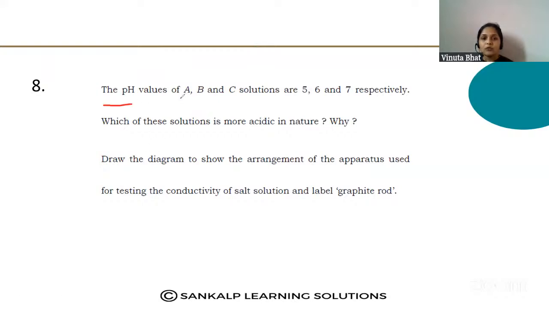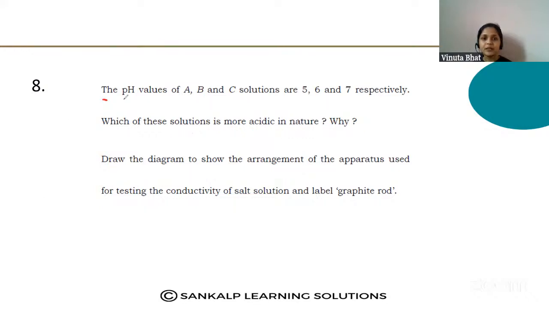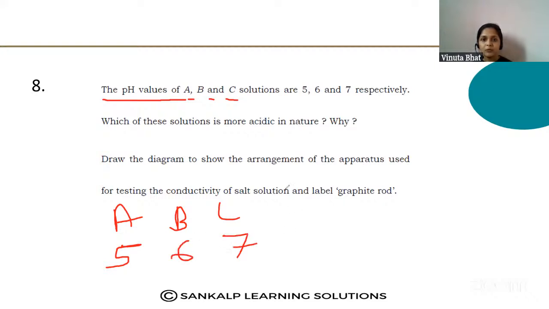The pH values of A, B, C solutions are 5, 6 and 7 respectively. Which of the following solutions is more acidic in nature? Why? Draw the diagram to show the arrangement of the apparatus used for testing the conductivity of salt solution and label the graphite rod. Let us start with the first question. Which of the following is more acidic in nature?